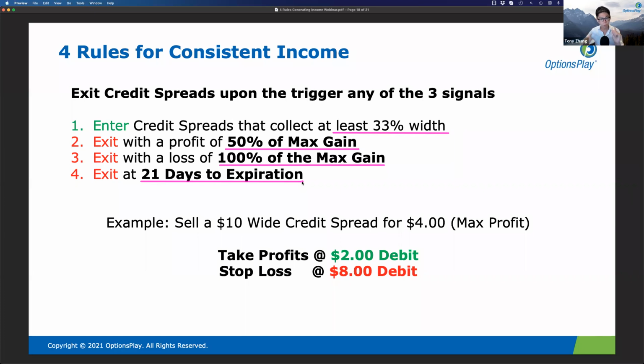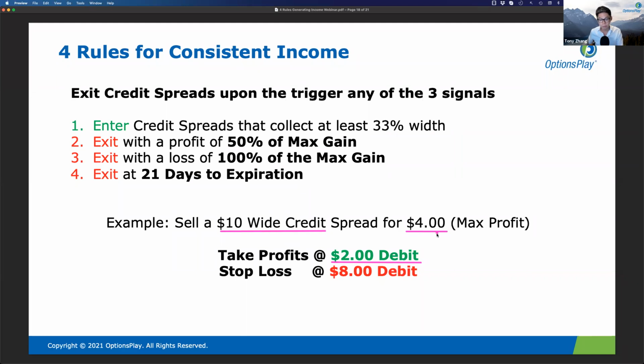So just to give you an example, if we sold a $10 wide credit spread and we collected $4 for that credit spread, that means our max gain is $4. So whenever you make half of that, which is $2, it's time to take your profits and run. So if you sold something for $4, you can put in a limit order to buy it back at $2 debit, get out of the trade.